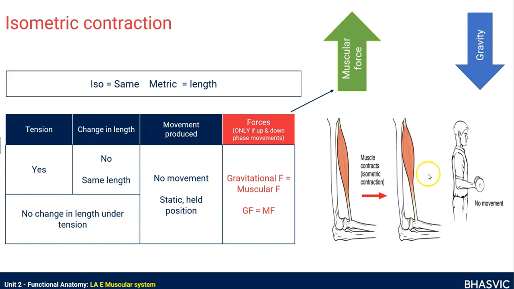And we can represent that by the arrows up here. So gravitational force is always downwards. Muscular force is always going to be the upward force in these up-down movement phases. And you can see by the length of the arrow that these are in fact equal forces, and that means there's no dominant force, no net force one way or the other, and there'll be no movement.